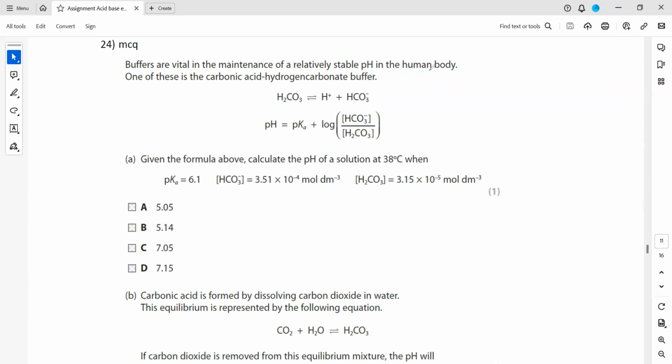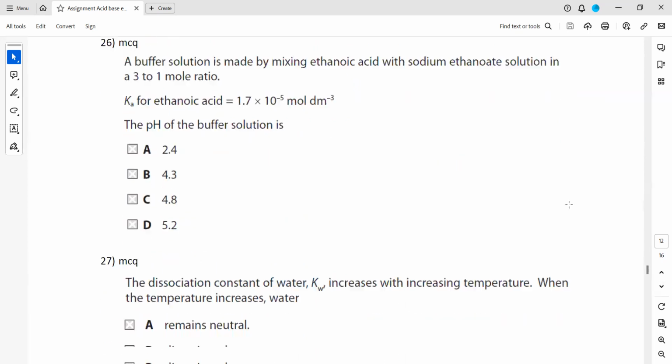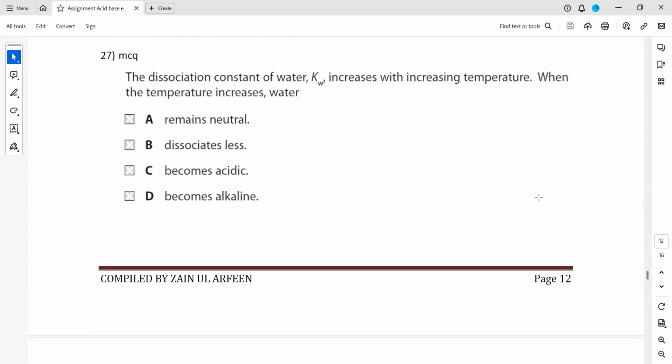Then 27 and 33. The dissociation constant of water, Kw, increases with increasing temperature. What happens to the water? Water will dissociate into H plus and OH minus. The forward reaction is endothermic. So if we increase the temperature, the equilibrium shifts toward the right hand side.